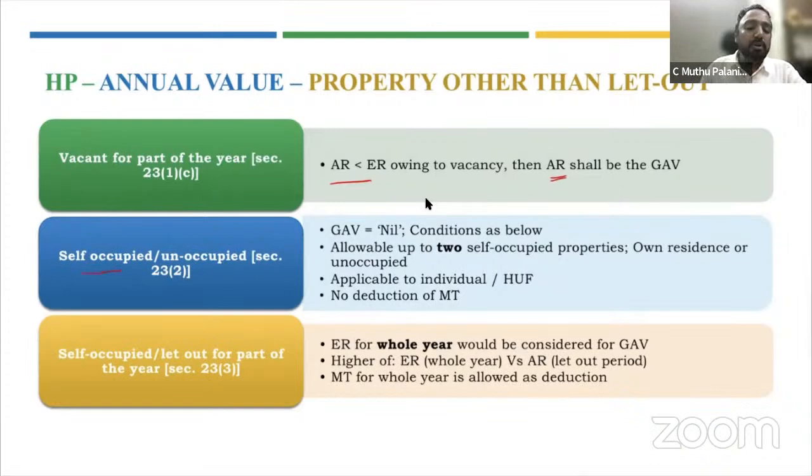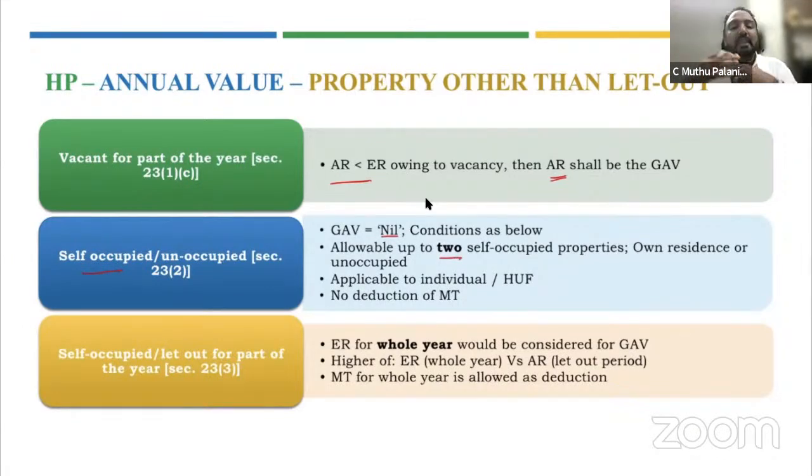And then what about your self-occupied or unoccupied property? That is, throughout the year, the entire 12 months, it was not let out and it was self-occupied. In that case, the gross annual value shall always be nil. The condition is a maximum of 2 houses, so one assessee can use up to 2 self-occupied house properties.